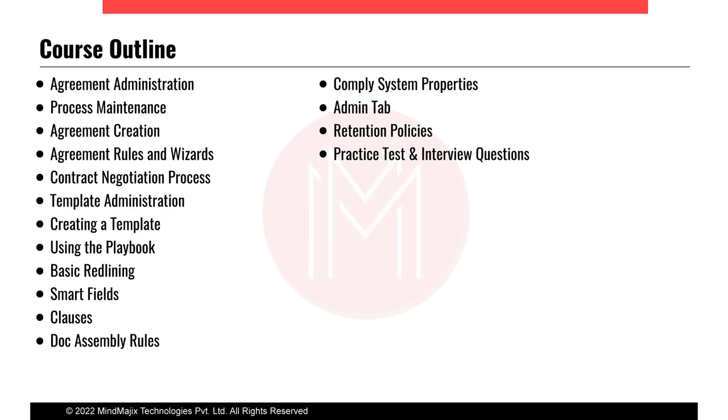Process maintenance: what are the main processes that are there inside the CLM. Starting from, say, opportunity, you create a quote, you finalize it, then you create a contract out of it, and then from the contract, what are the different processes, like first a sales rep creates a contract, and then what all steps are involved in the CLM process. That is the process maintenance.